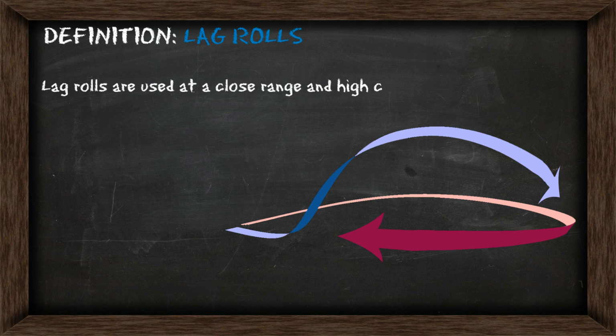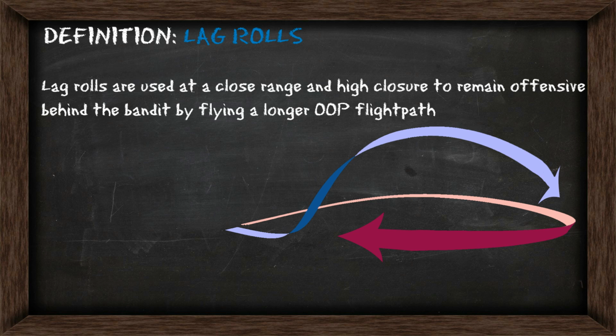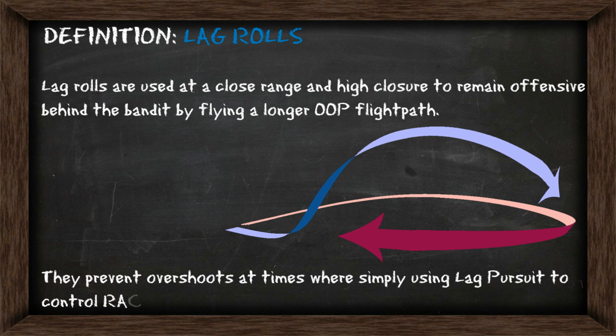Lag rolls are used at close ranges and high closure to remain offensive behind the bandit by flying a longer out-of-plane flight path. They prevent overshoots at times where simply using lag pursuit to control range, angles and closure would meet the bandit's reversal criteria.